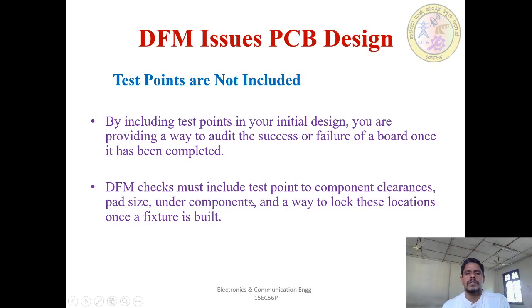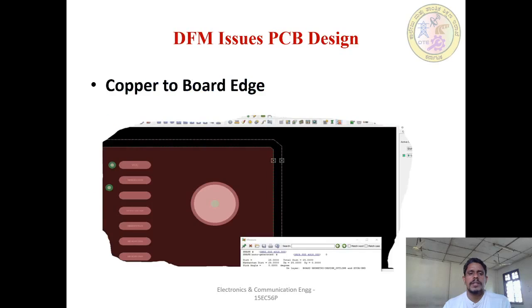DFM checks must include test point to component clearances, pad size under components, and a way to lock these locations once a fixture is built. If test point locations are locked in your PCB, then they will not move while handling other processes on your PCB. While designing it, you have to take care.